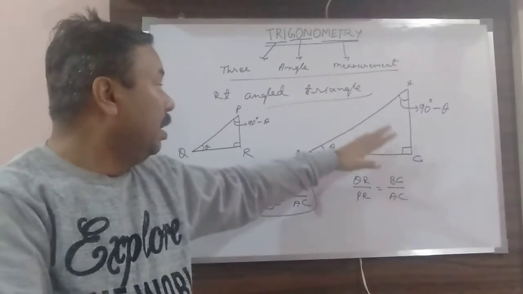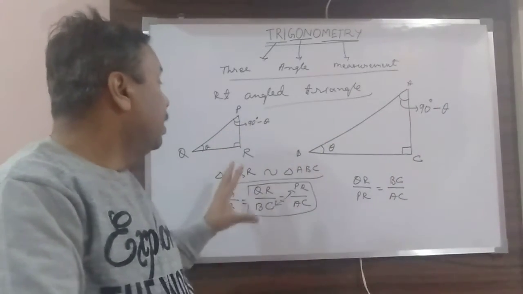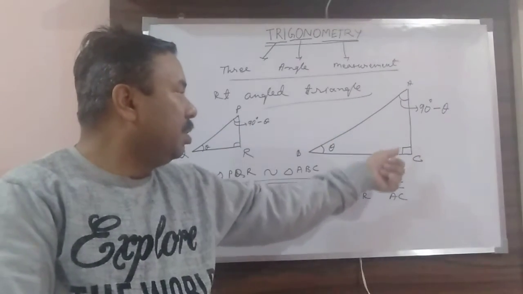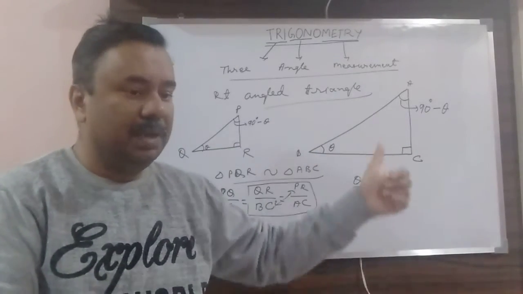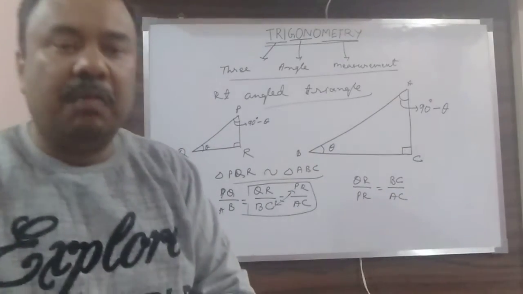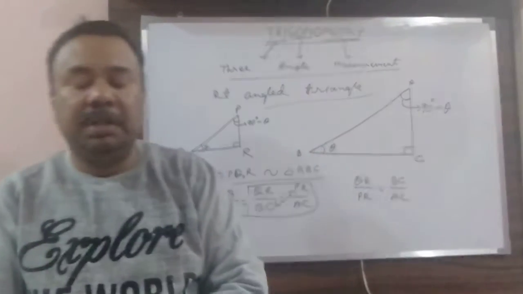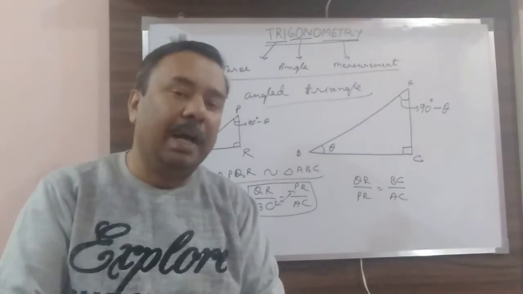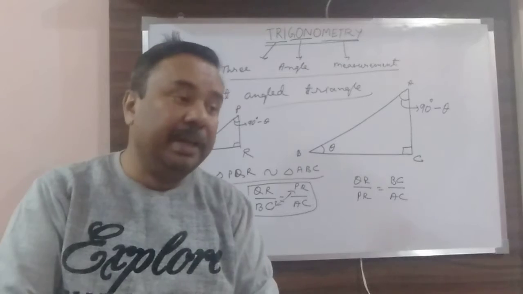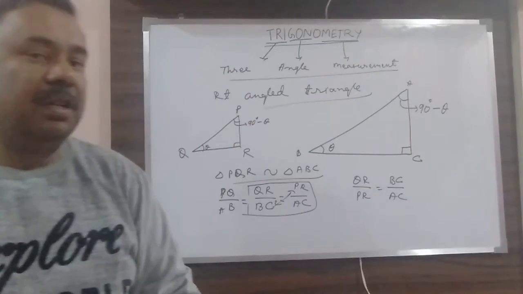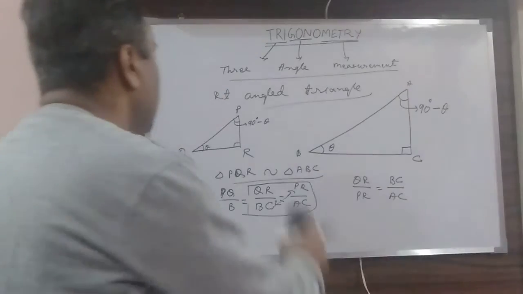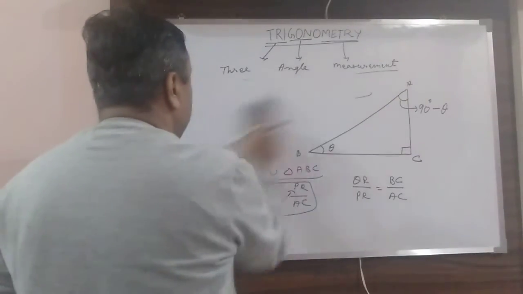That means if I interchange, the ratio of the corresponding sides within the triangle is also always the same. By using this, we find out the trigonometric ratios, and those ratios are defined. Now how are these ratios defined? For this I will explain one more thing.